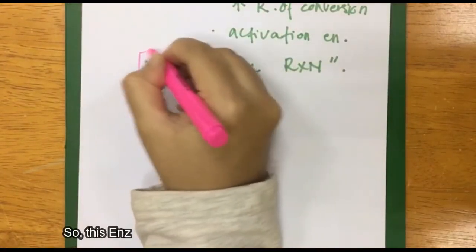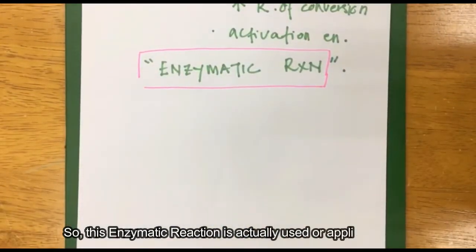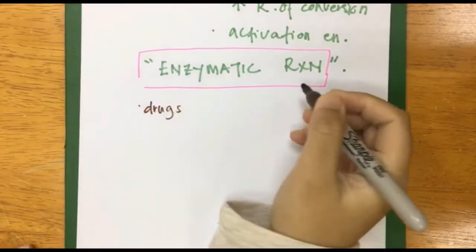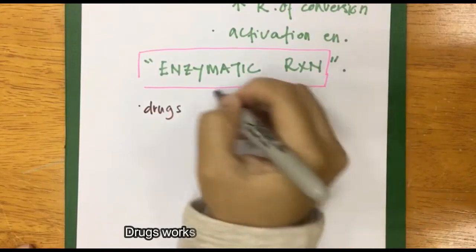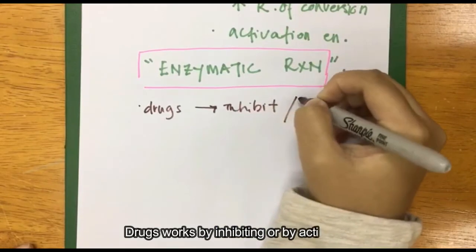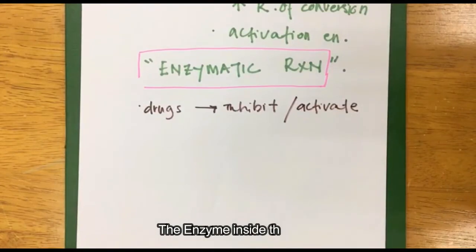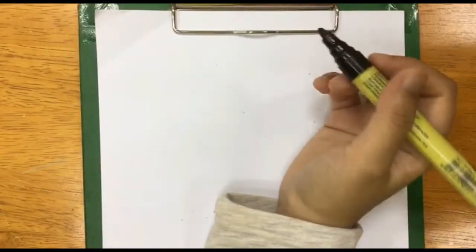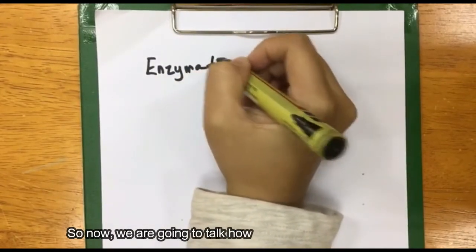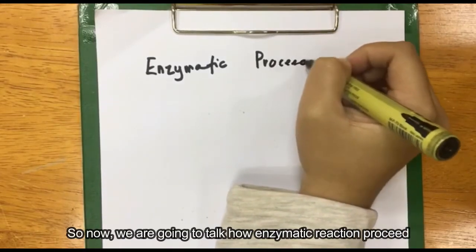So, this enzymatic reaction is actually used or applied by drugs. Drugs work by inhibiting or by activating the enzymes inside the body. So now we're going to talk about how an enzymatic reaction actually proceeds.